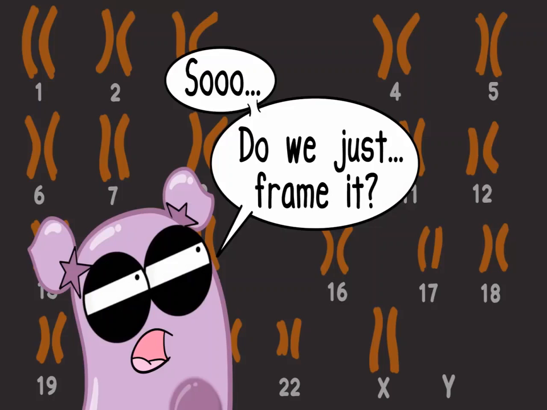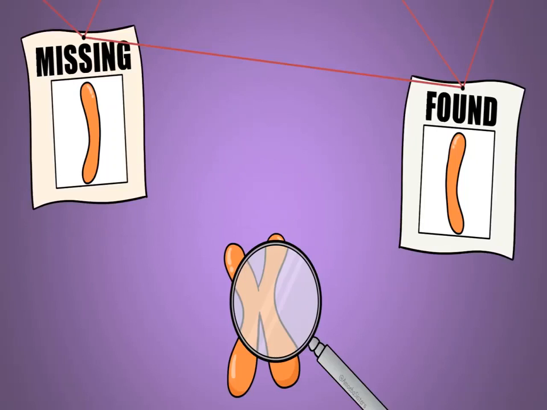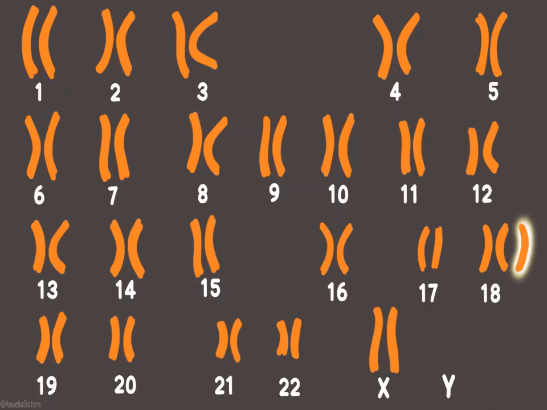So why do we care about karyotypes or learning about chromosomes? Well, one reason is it can really help when we are trying to understand genetic disorders. A karyotype can reveal missing chromosomes or extra chromosomes at specific locations.